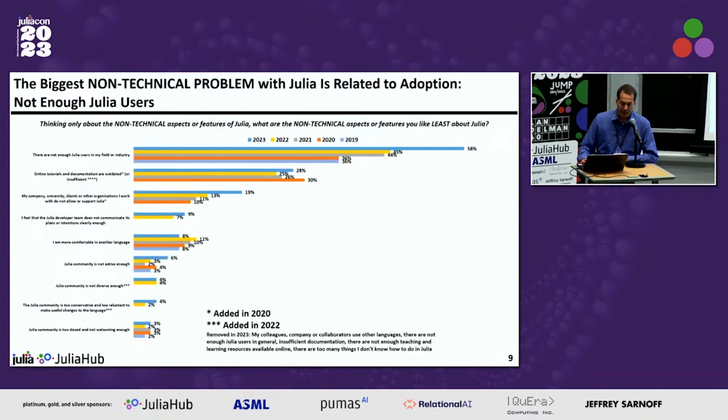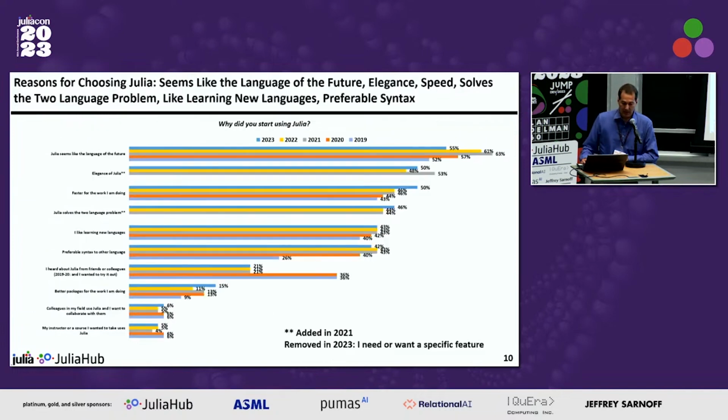See that further down. The biggest non-technical problem is adoption. There are not enough Julia users in my field or industry. The reason for this big jump is that we eliminated another answer choice that was very similar to that. Online tutorials and documentation are outdated. We changed that to say, or insufficient this year. My company, university, clients, or other organizations I work with do not allow or support Julia. And those are the top reasons.